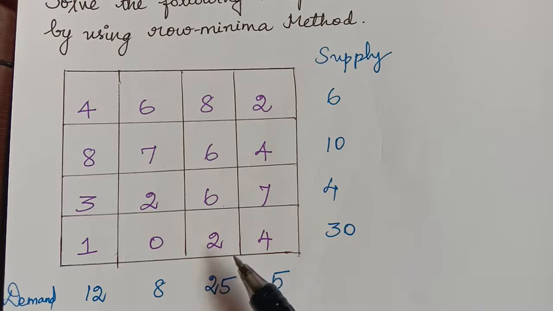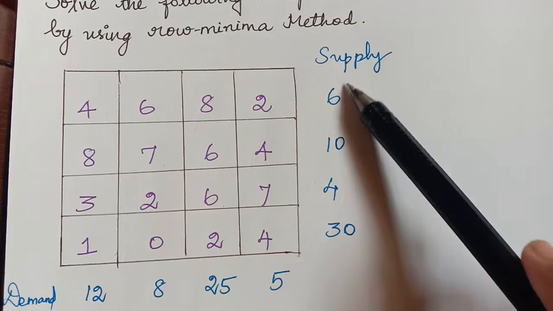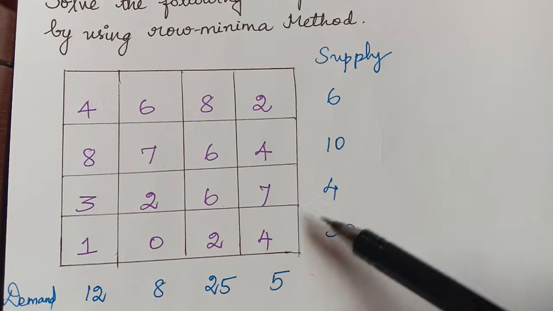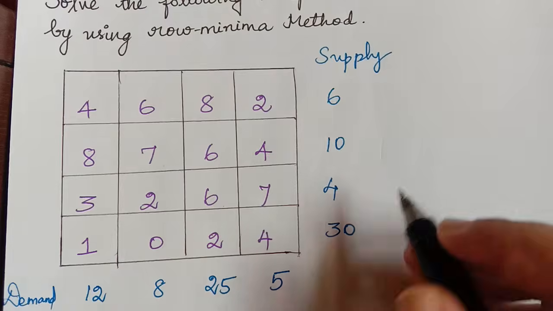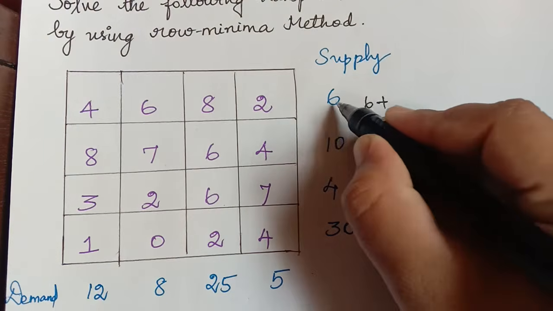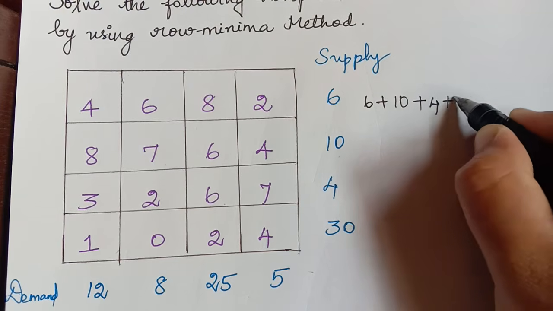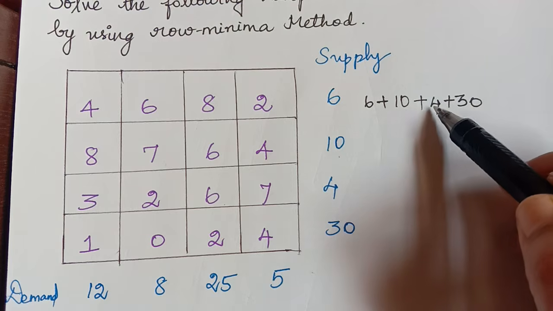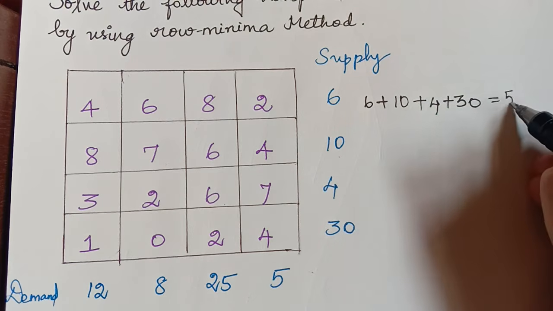Now we have to solve this transportation problem by using row minima method. First of all we have to check whether the given problem is balanced or unbalanced. For that we have to add the supply and demand and check whether they are equal or unequal. So the sum of the supply will be given by 6 plus 10 plus 4 plus 30, which is 16 plus 4, which is 20. 20 plus 30 is 50.